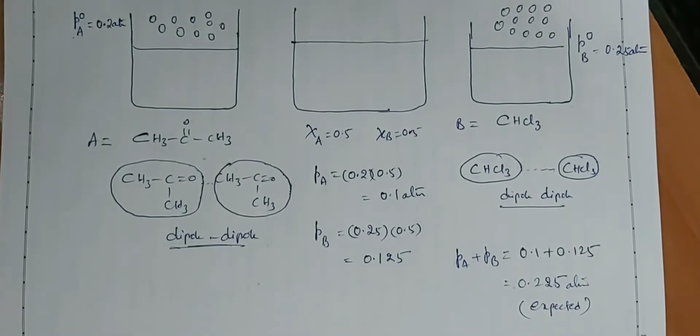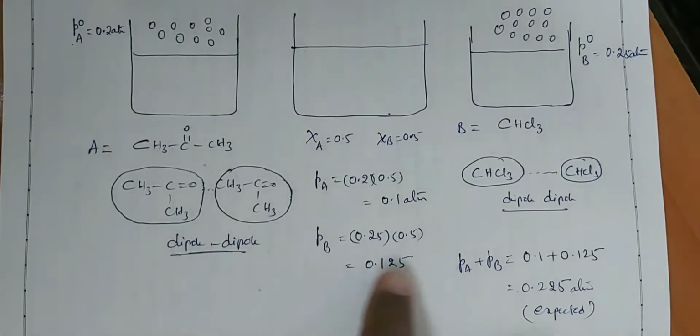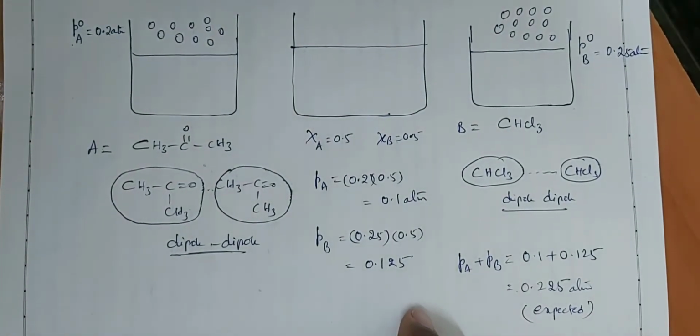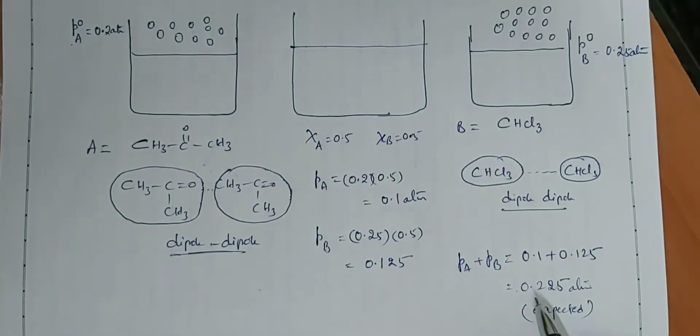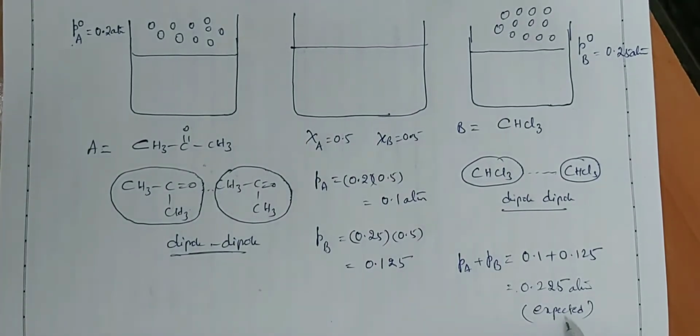Please once again observe carefully. For your understanding purpose only, I took the numericals, because by numericals it will be easily understood. That's why this is expected value only. Pa plus Pb is equal to 0.225. It is expected value only.